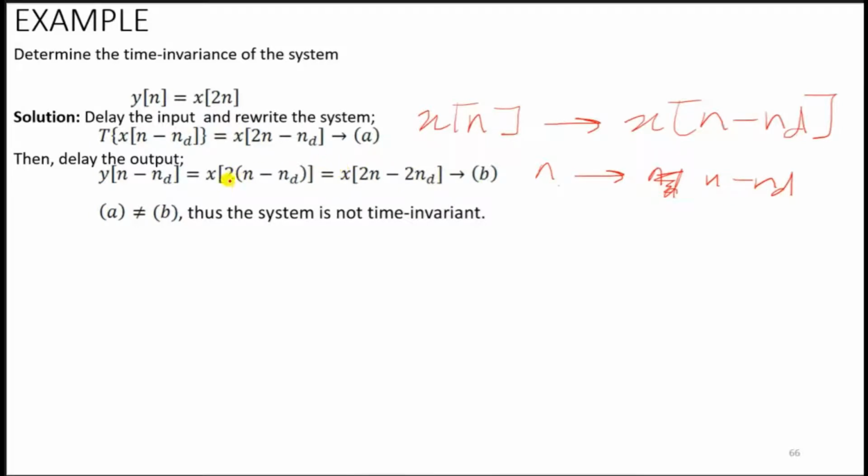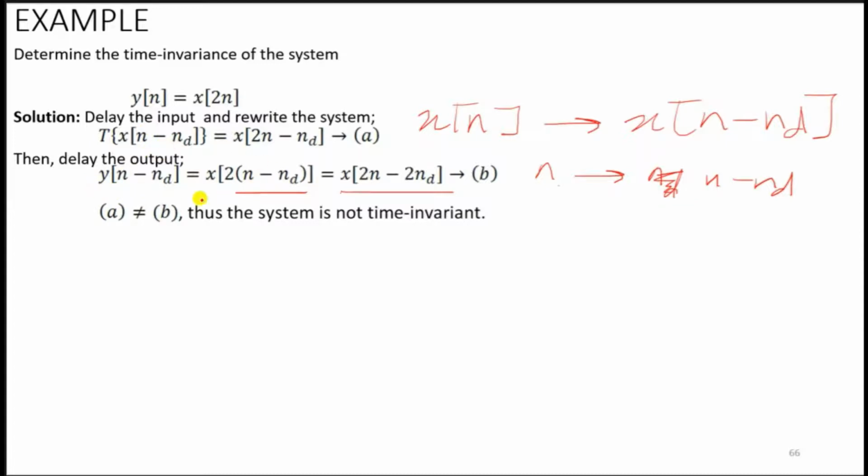So in this case, in x[2n], you focus only on the n. The n becomes n - nd. So in this part, n - nd, and when you expand or rewrite this, it becomes x[2n - 2nd]. So this is the output when you delay the output.